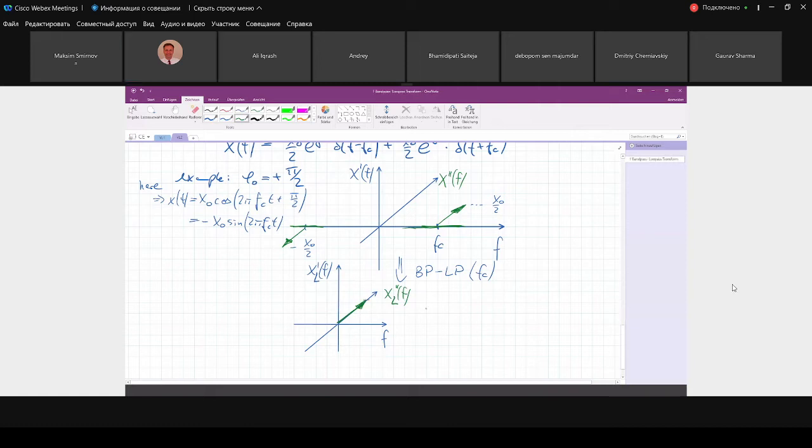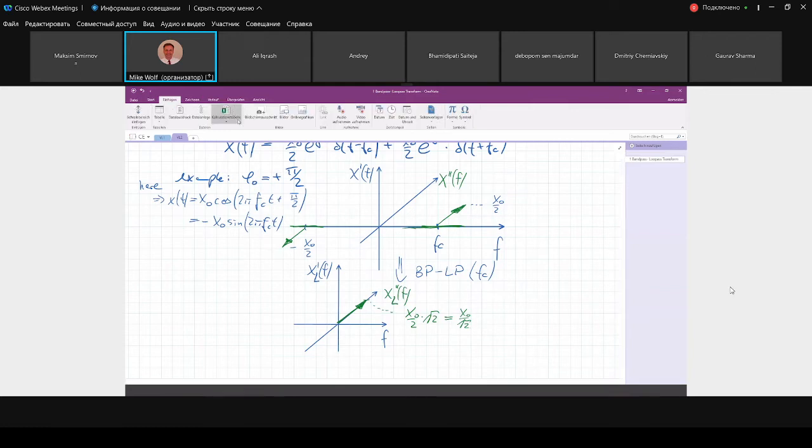What do we need to write? For this component, we need to write x naught by 2 times square root of 2, because we need to ensure the same power. And if we delete the left component here in the frequency domain, we would end up with half of the power. Therefore, we weight this with square root of 2, and we end up with x naught by square root of 2.